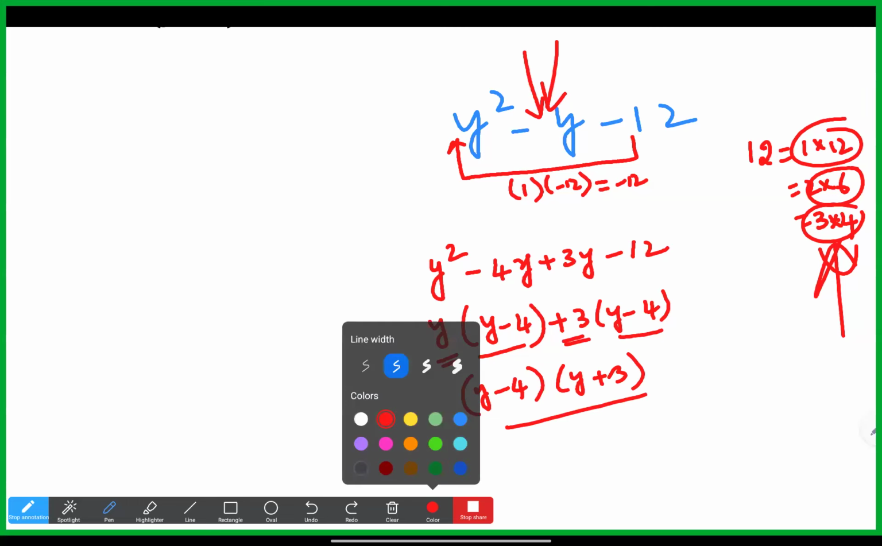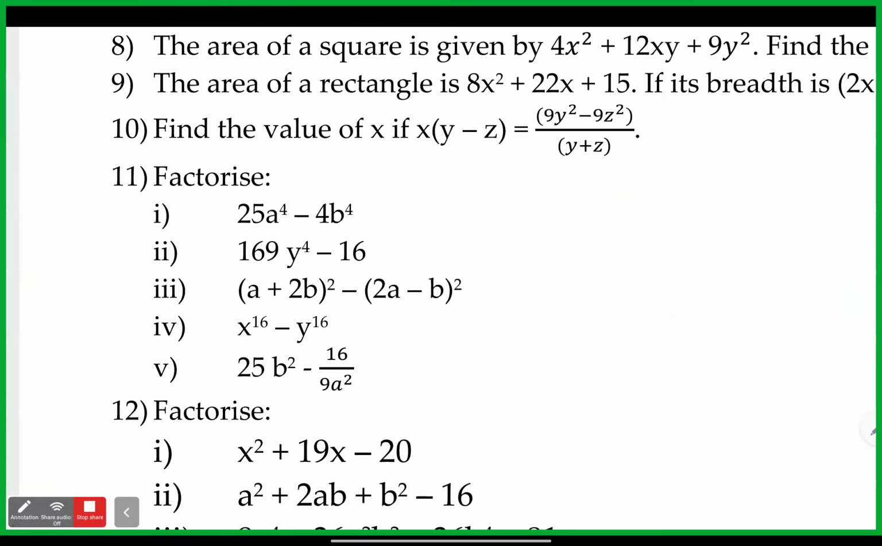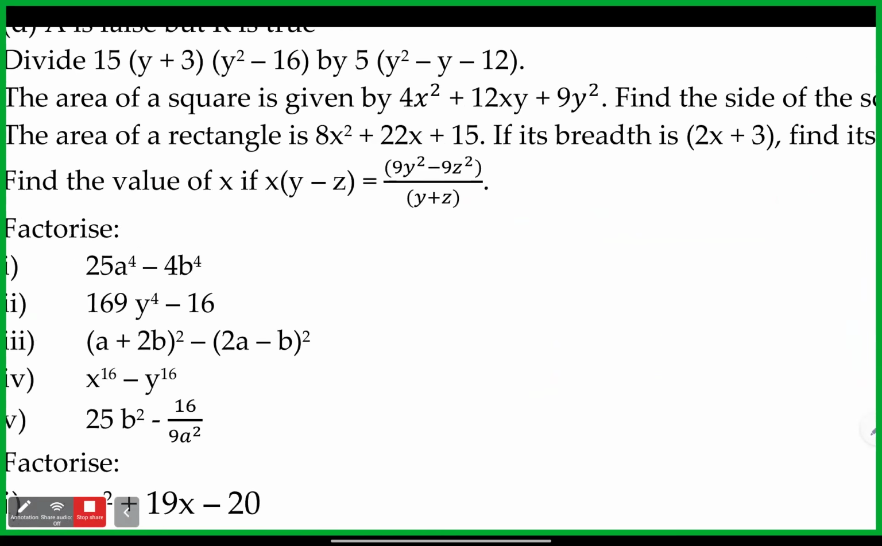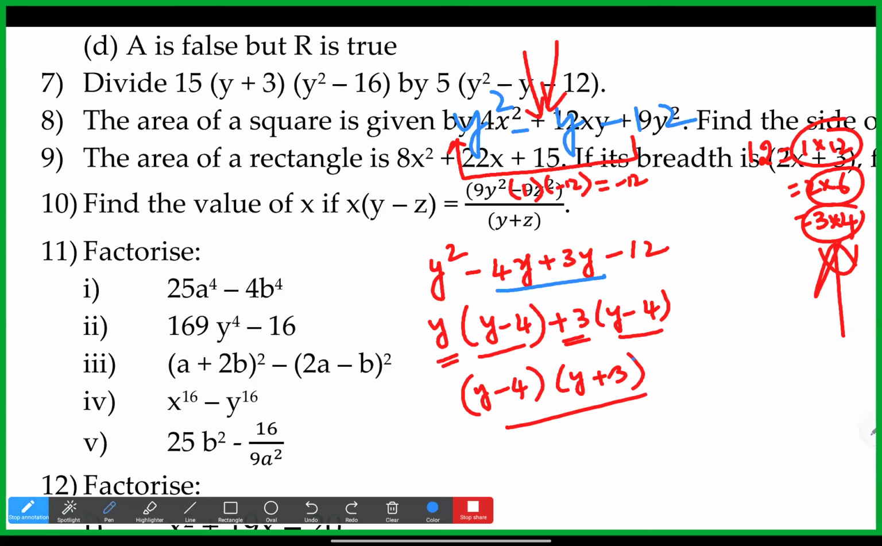So Pranavi, before when you said first plus 3y minus 4y, that is also correct. Okay, sir. So this is a factorized form of this. Now we will arrange all of them together. They're asking us to divide 15 into y plus 3 into y square minus 16. Seventh question, sir. Since we cancel out 15 and 5, it will be 3 into y plus 3. Yes, Pranavi, that is correct.